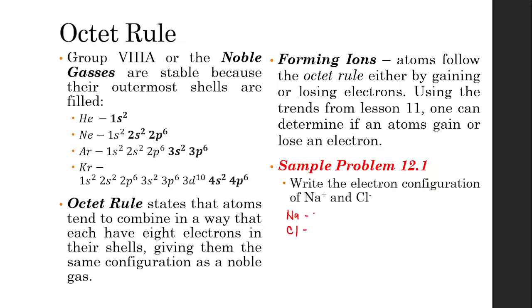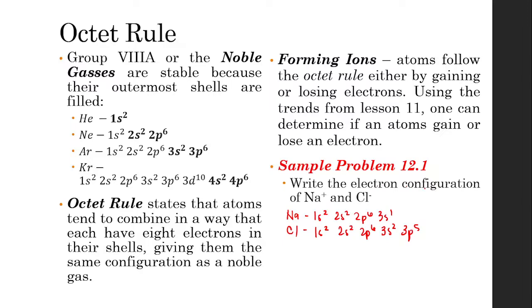On a neutrally charged sodium, you will find that the electronic configuration is 1s2, 2s2, 2p6, and 3s1, because sodium has 11 electrons, while chlorine would have an electronic configuration of 1s2, 2s2, 2p6, 3s2, and 3p5, which tells us that chlorine has 17 electrons. This is the electronic configuration of a neutrally charged atom of sodium and chlorine.